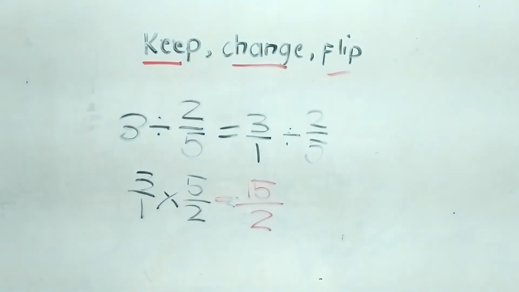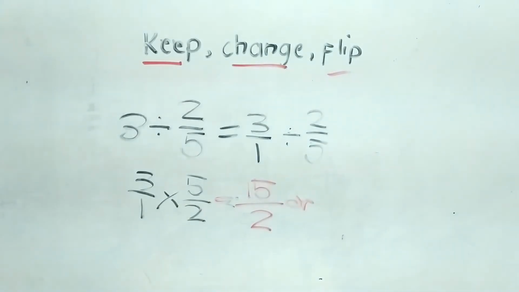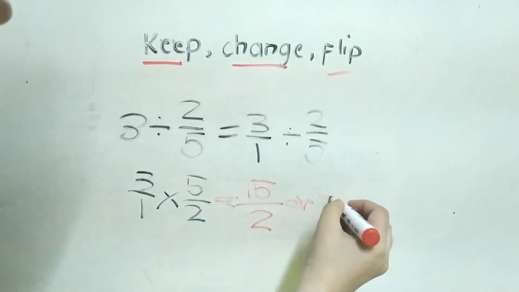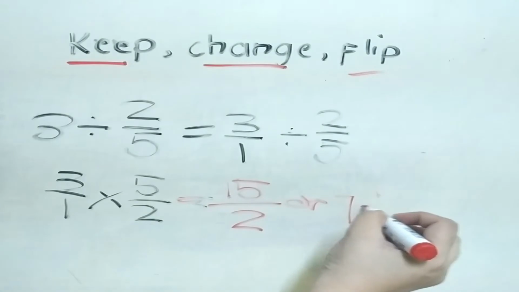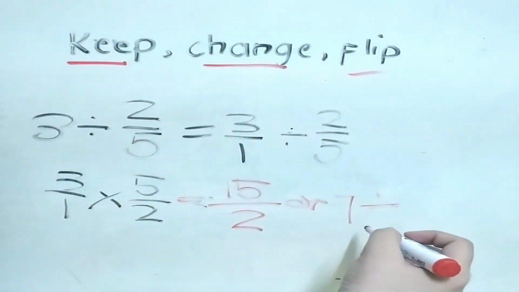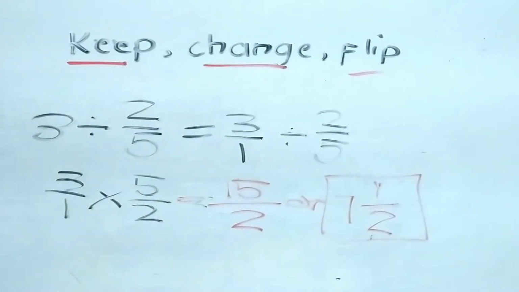So, ang ating sagot is in improper fraction. Pwede pa natin itong i-simplify. So, divide lang natin. 15 divided by 2 is equal to 7. And then, meron tayong remainder na 1. And then, copy lang ang denominator 2. So, ito ang ating sagot.